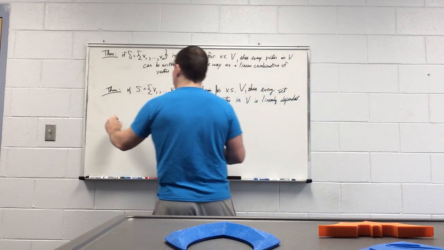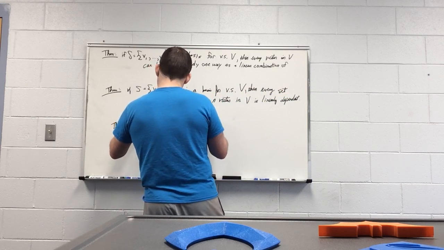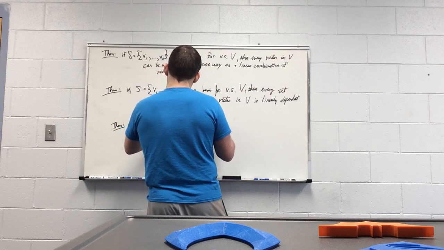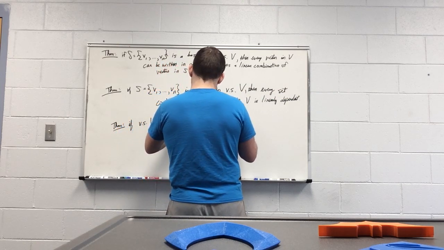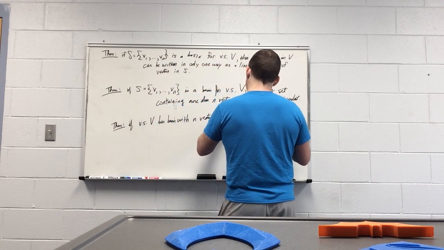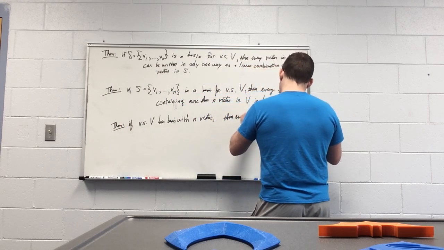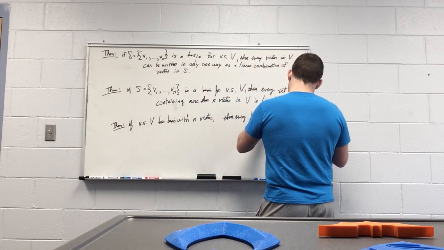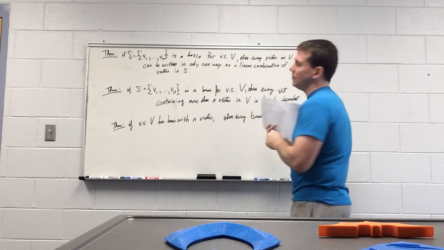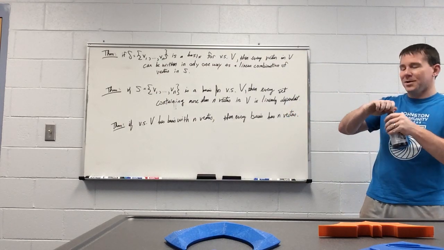And there's a follow-up to this, which we're going to do, and we'll look at these together. Theorem. If vector space V has a basis with n vectors, then every basis has n vectors. Okay, now when I grab a swig of Gatorade, ponder those two.